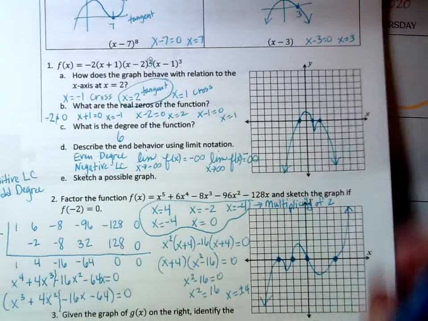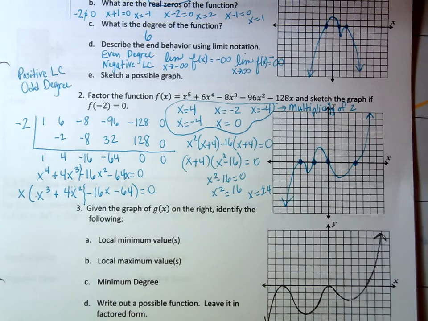Number 3, here we go. They give me this one and they say, given the values on the right, identify the following. And you say, okay, I can do that. Are there any local minimum values? Now, minimum values are the y, first of all, they're the y values.